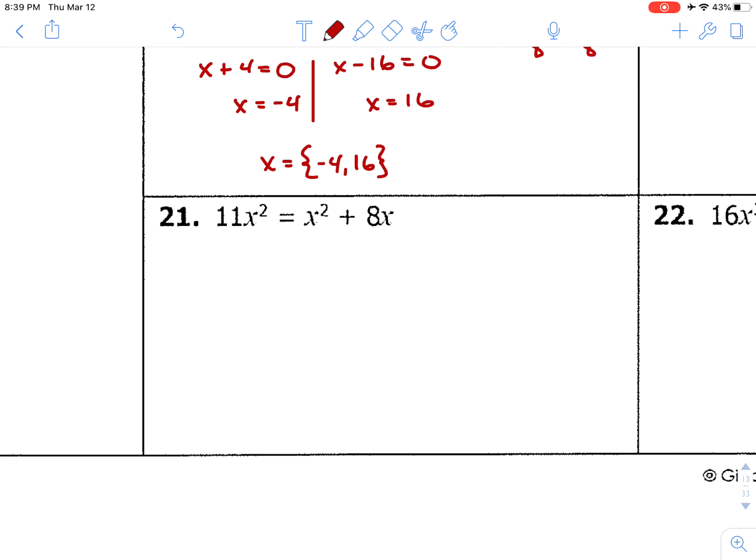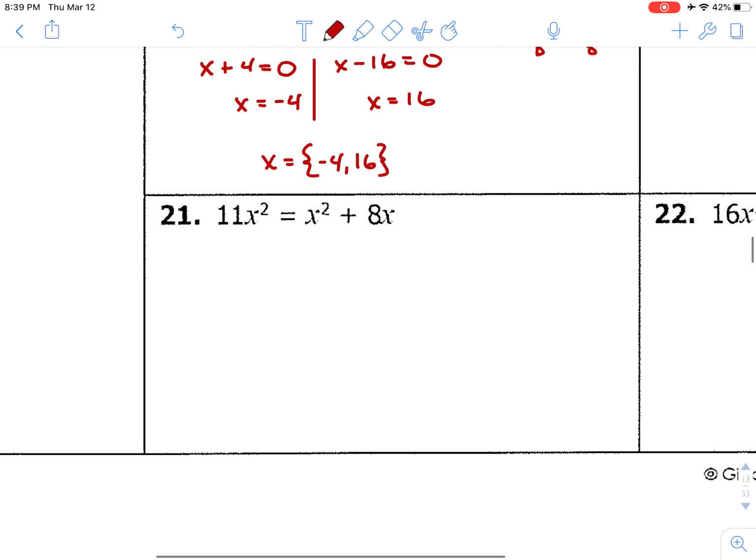We have one more on number 21 here. So I've got 11x squared equals x squared plus 8x. Again, I need it set equal to 0, so I'm going to move everything over to the left. So I'm going to subtract x squared on both sides. So 11x squared minus x squared is going to give me 10x squared. And I'm also going to subtract 8x. It's going to be 10x squared minus 8x equals 0.